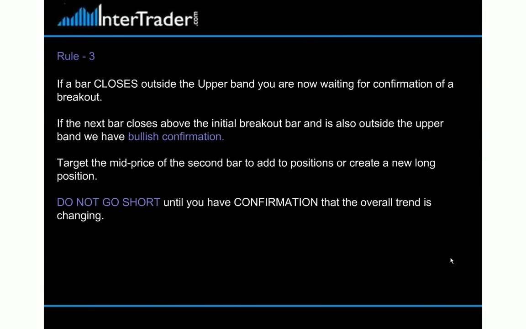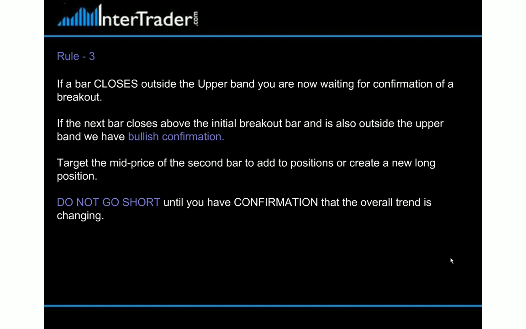So rule 3: if the bar closes outside the upper Bollinger Band, you're now waiting for a confirmation of a breakout. That confirmation is the next candle makes a higher high and continues to move in a bullish direction. Then you've got bullish confirmation, so you can either keep buying when you're outside of the Bollinger Bands for your next level of resistance, or you wait for a reversal signal and then come back into the Bollinger Band and then sell into it.